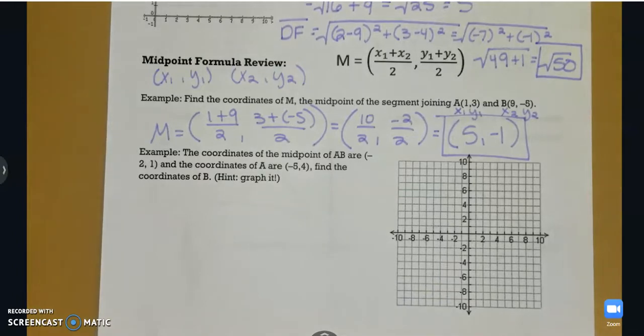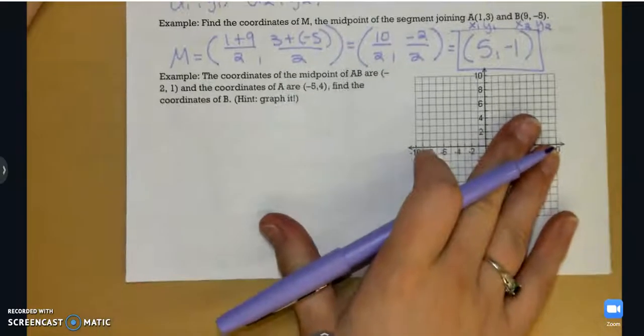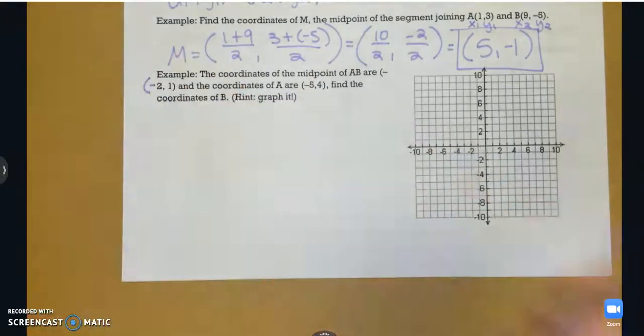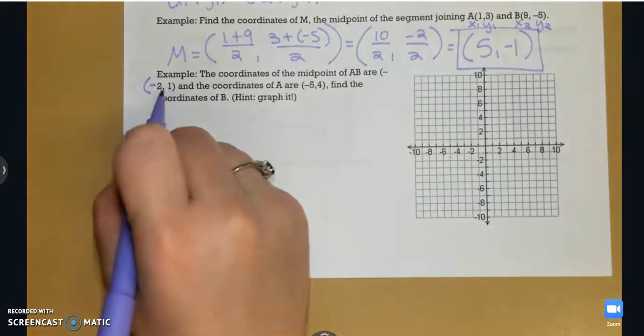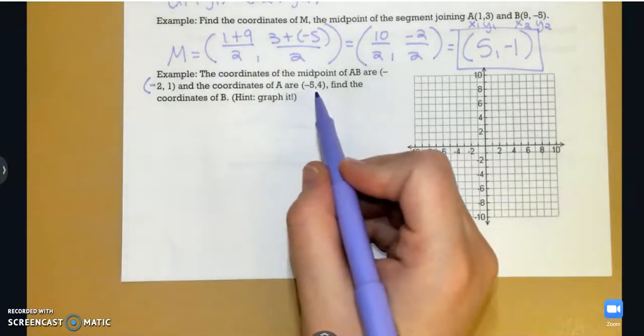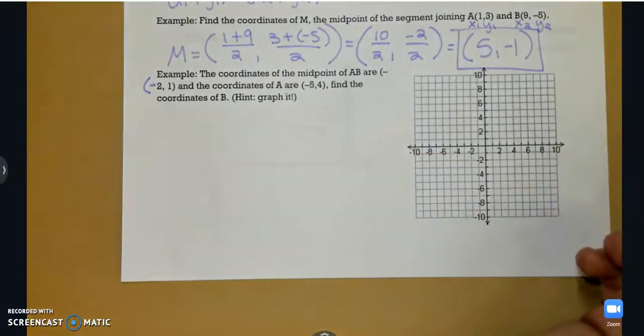Another way we can use this formula is if we're given the midpoint and an endpoint, we can find the other endpoint. So I'm going to show you how to do this algebraically first, and I apologize, the formatting on this did get messed up just a tad. So what it's saying is our midpoint is at negative 2, 1, and the coordinate of A is at negative 5, 4. So let's find the coordinate of B.